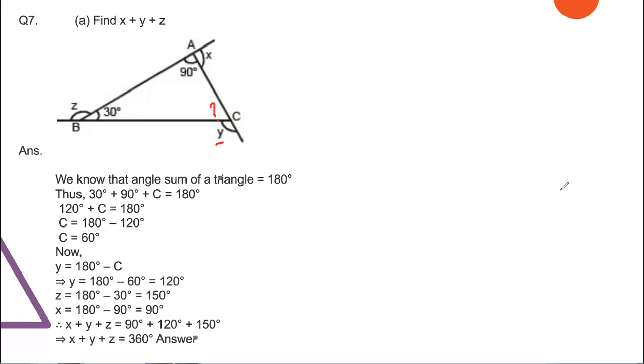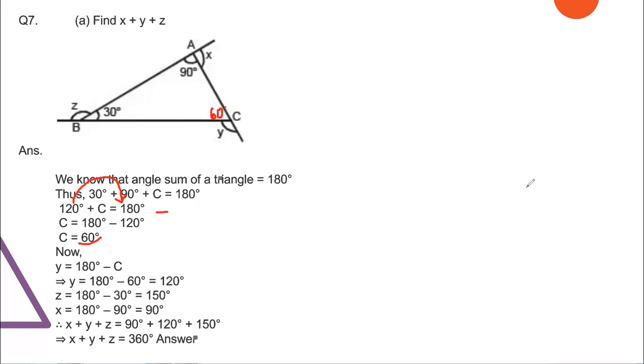Now, to find c, we know that this is triangle ABC. In that, the total sum will be 180 degrees. So 90 plus 30 plus c will give you 180 degrees. Now, 90 plus 30 is nothing but 120. So 120 plus c is equal to 180. To find the value of c, we'll use linear equations where 120 will be transposed to the RHS, which converts to minus. So 180 minus 120 gives us 60. So what is the value of c? It is nothing but 60 degrees.